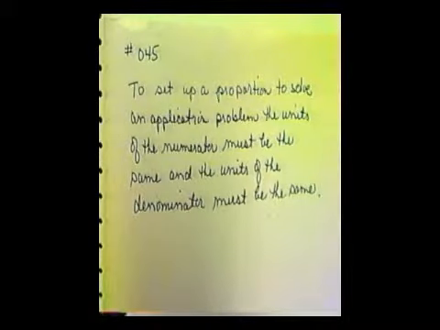Okay, to set up a proportion to solve an application problem, what's going to be important is we need to know that the units in the numerator of our ratios must be the same, and the units in the denominator of our ratios must also be the same. It's very important that the numerator of the first ratio has the same unit measure as the numerator in the second ratio, and the same is true for the denominator.